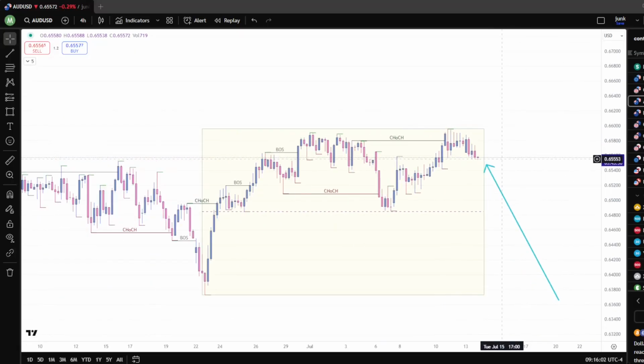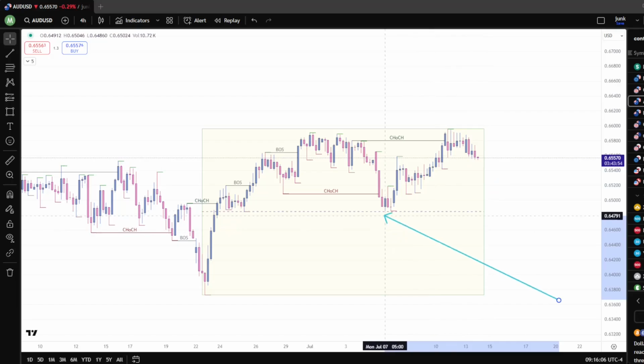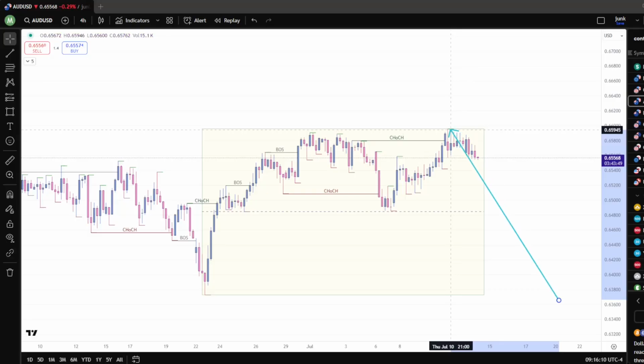Looking for any type of demand is still in control. Swing structure bullish, fractal structure bullish, internal structure still bullish. There's still this demand area. Like I said, it came out of this demand area and is still in control. Demand still in control.